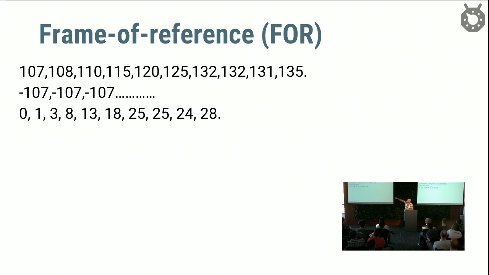Because I've subtracted 107, which is the minimum value, from everything, I now get a data set that doesn't need 8 bits per value. It actually only needs, what is that, 5 bits per value. So 30% savings there just from using frame of reference delta coding. That's pretty cool, right? That's a neat little trick to have in your handbag when gzip is failing on you.